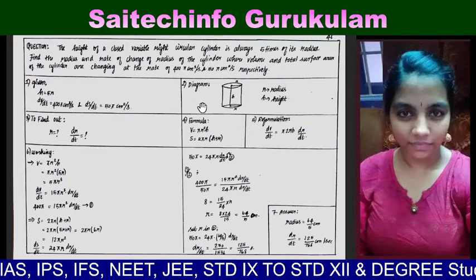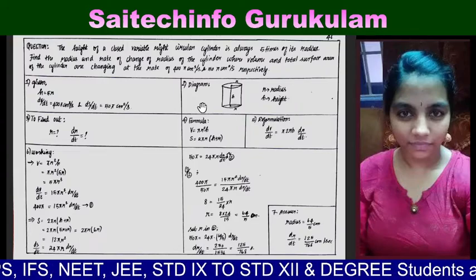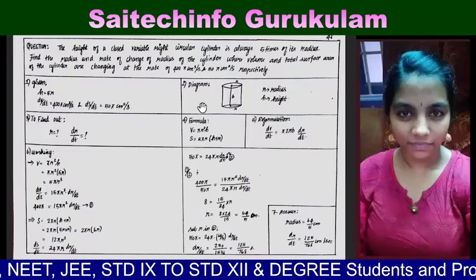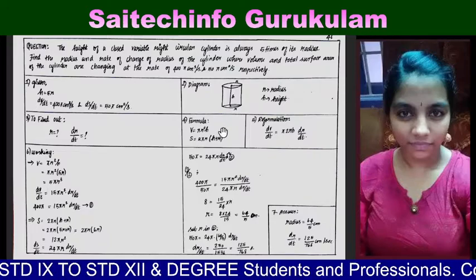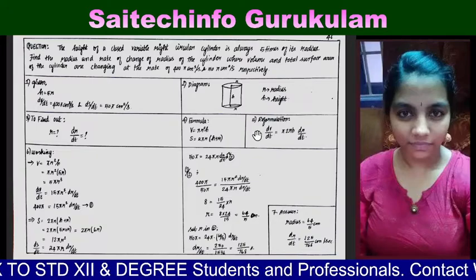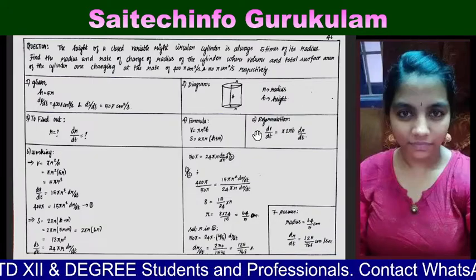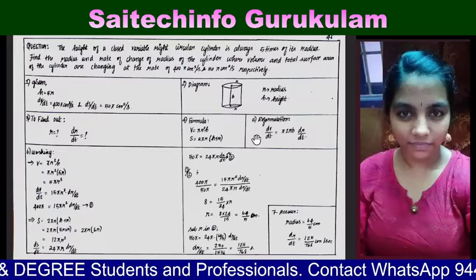So the formula: volume V is equal to pi r square h, and surface area of the cylinder S is equal to 2 pi r into h plus r. In reformulation, I have done the differentiation for the volume. dV by dt is equal to pi into 2rh into dr by dt.